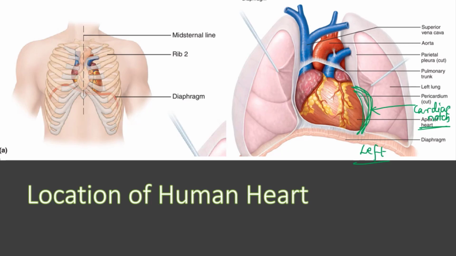Now again, if you can see, they're all well protected within the rib cage. Otherwise, how are they going to protect from external pressure or the forces?